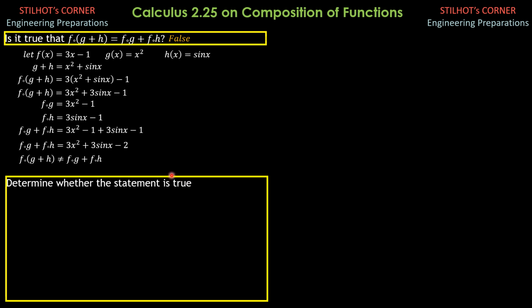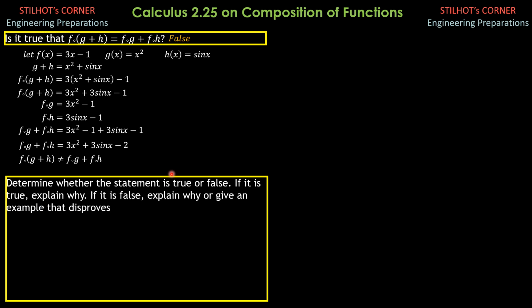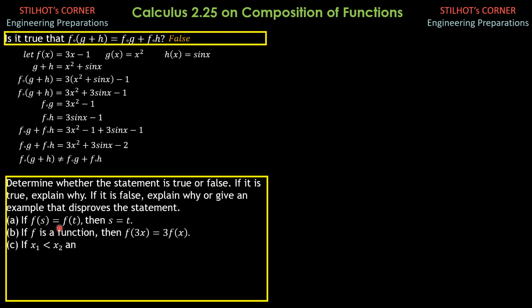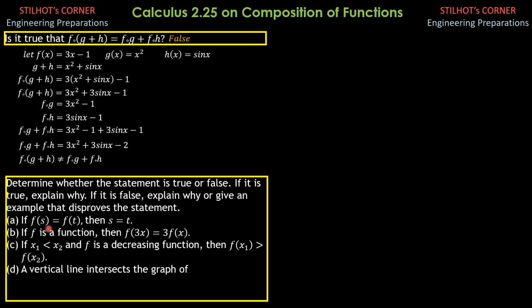Then determine whether the statement is true or false. If it is true, explain why. If it is false, explain why, or give an example that disproves the statement. So if f of s is equal to f of t, then s equals t. Of course, this must be true because the only way they are equal is for s to be equal to t. For instance, s is x squared.